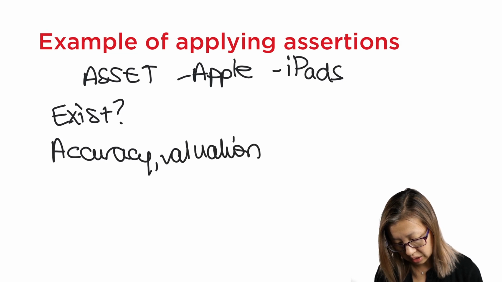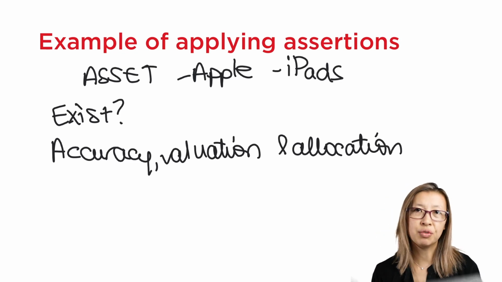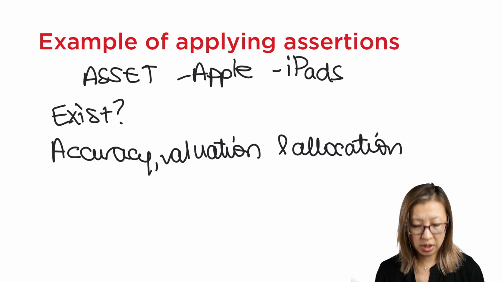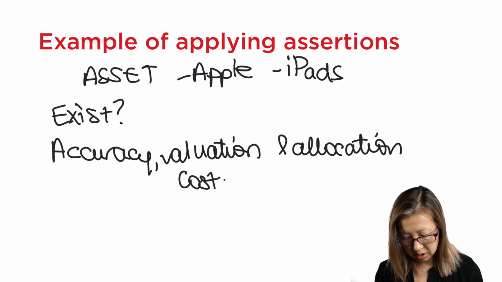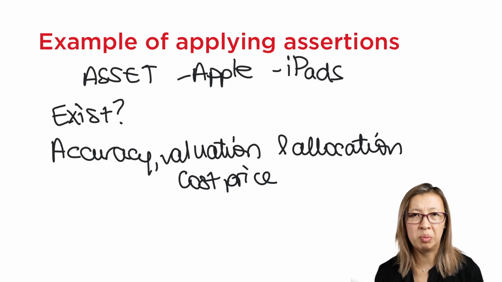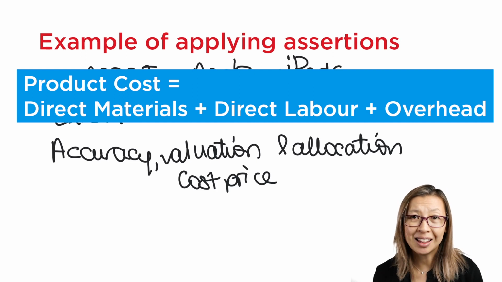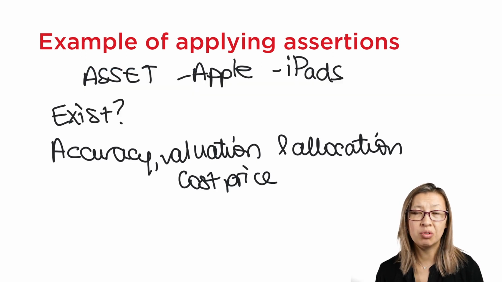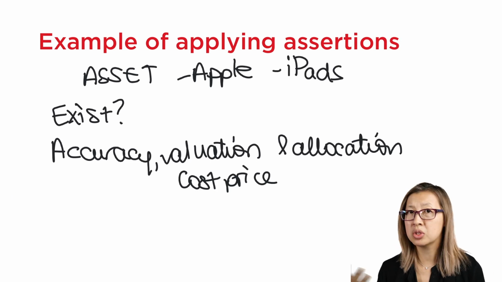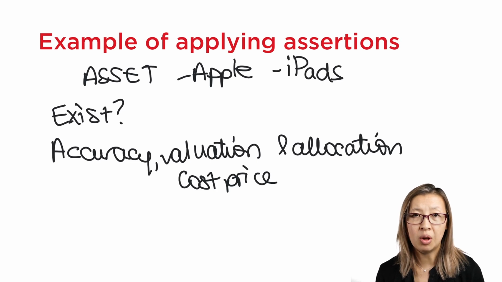valuation, and allocation. And that really is, for my iPad, well, I've recorded it at my cost price. How is that cost calculated? Have I looked into all of the different components, the direct material, the direct labor, the overhead? Is the overhead allocated correctly to come up with an accurate value for one particular item and then all of the iPads in total? Are there any stock that's a previous model that's obsolete that might need to be written off or decreased in its value recorded on the balance sheet?